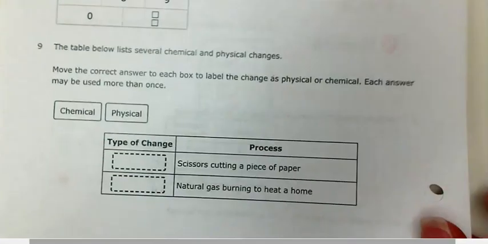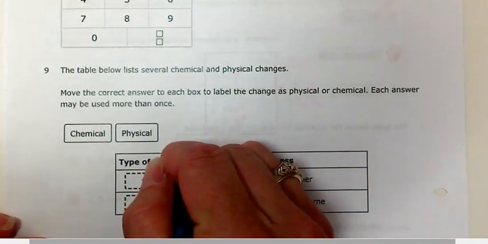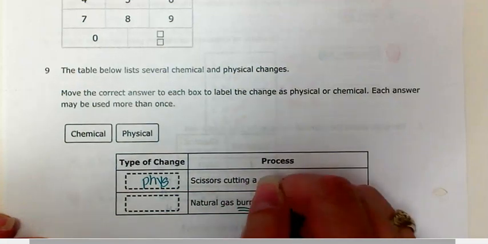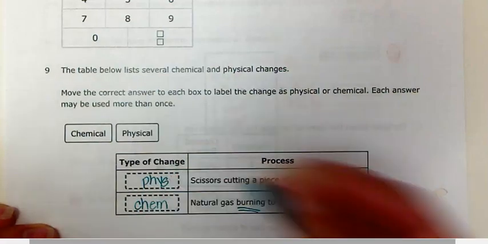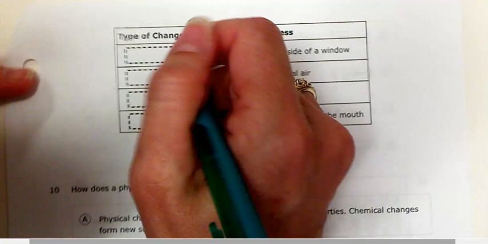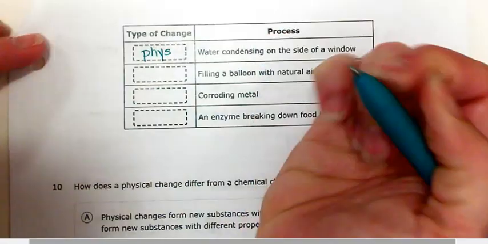Number 9. The table below lists several chemical and physical changes. Okay, so you're going to have to write it in because this is a paper copy. Scissors cutting a piece of paper. That is physical. It's still paper. Natural gas burning. That's one of our verbs that indicates a chemical change. You can't unburn natural gas. Water condensing. It just goes from water vapor to liquid water. So it's still water. It's a physical change.